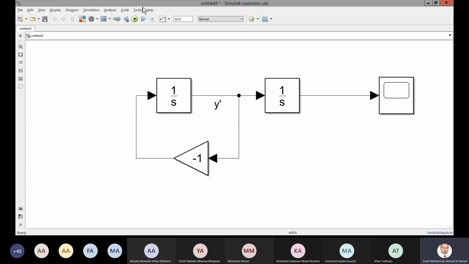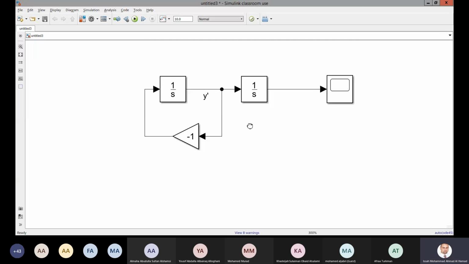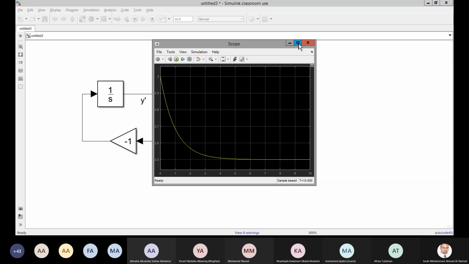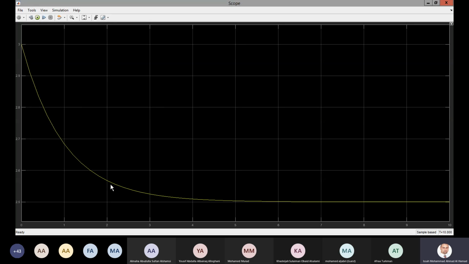We can run. Okay. So where is the result? The result is in the scope. So if you double click on the scope, this is your solution. This is y versus t. Okay. If you look correctly here, y of 0 equals to 3, and it starts decaying.